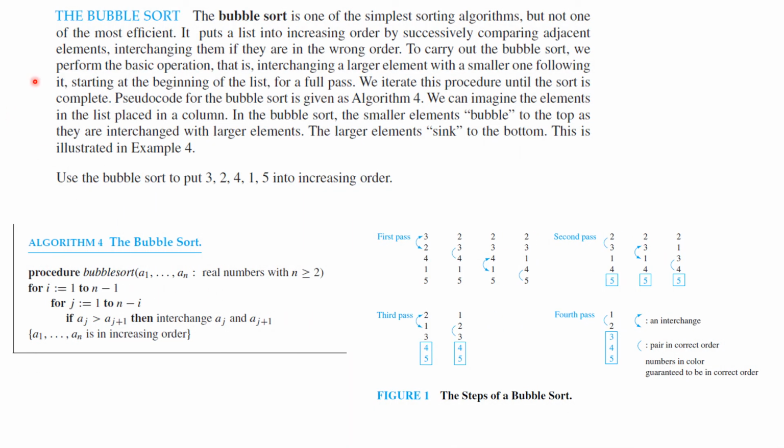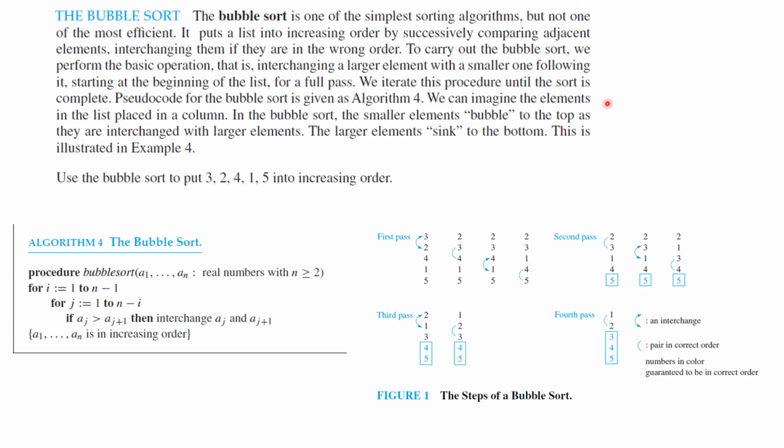The first one that we're going to talk about is called the bubble sort. It is one of the simplest sorting algorithms, but not one of the most efficient. It puts a list in increasing order by successively comparing adjacent elements, and if they are in the wrong order, you interchange them. To carry out the bubble sort, we perform the basic operation, that is, interchanging a larger element with a smaller one, beginning at the beginning of the list, and we go through a full pass. We iterate this procedure until the sort is complete, and there's some pseudocode given here as well.